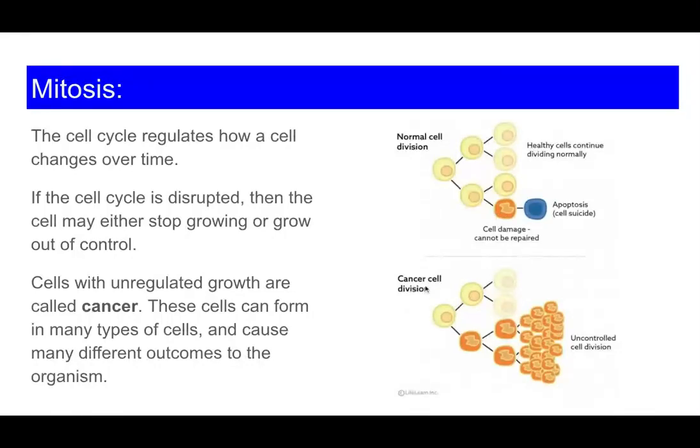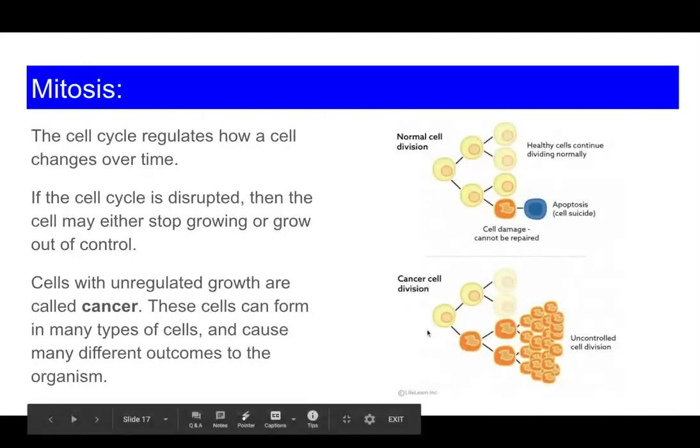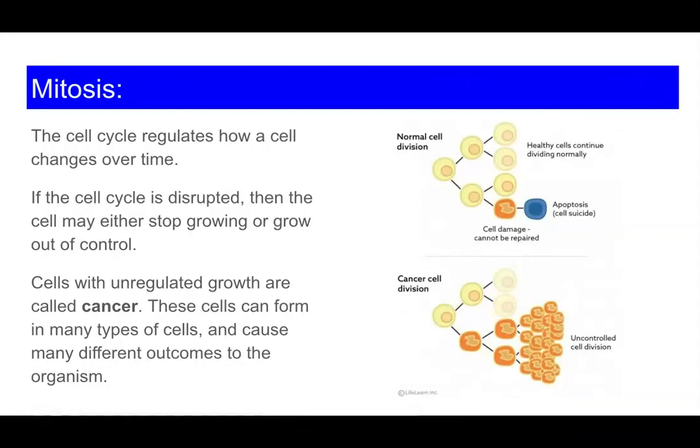Now, in cancer, we have unregulated growth. So the cell cycle just kind of keeps on happening and happening and happening. So we call that uncontrolled cell division. And this is why we get things like tumors or other growths within the body.